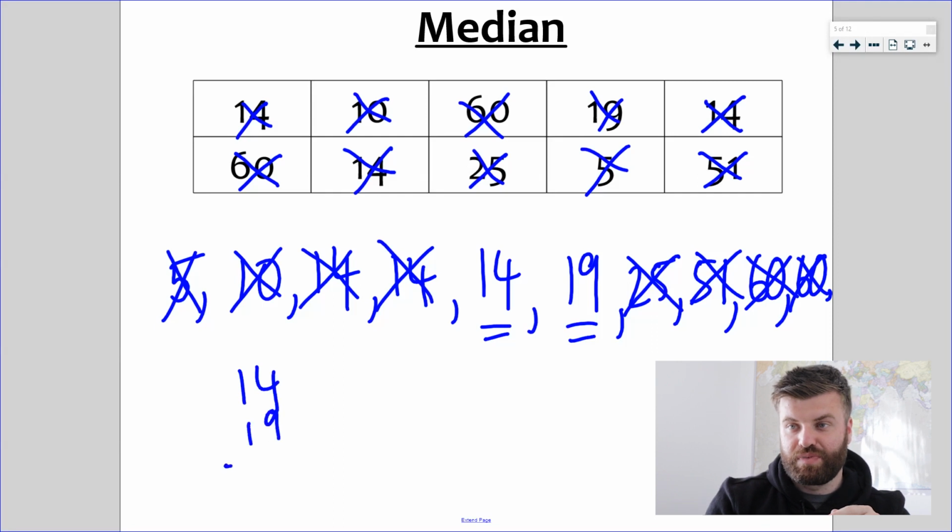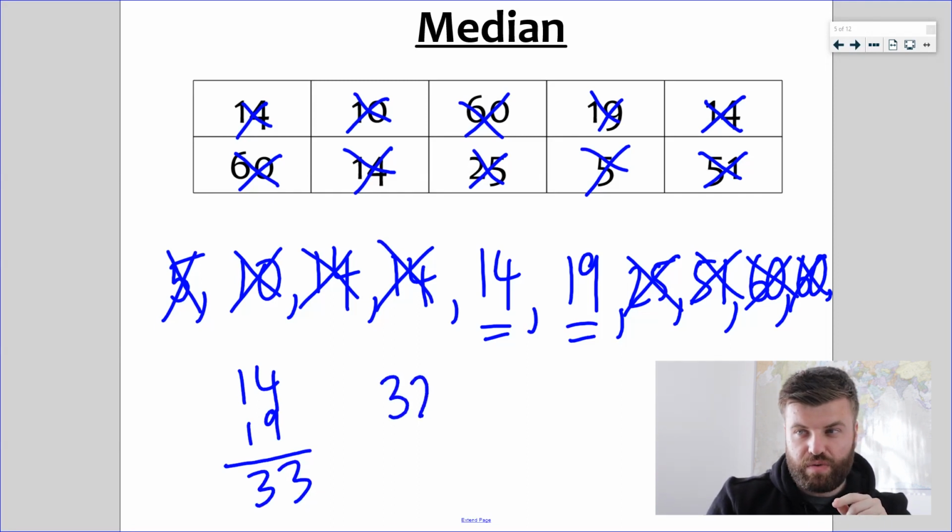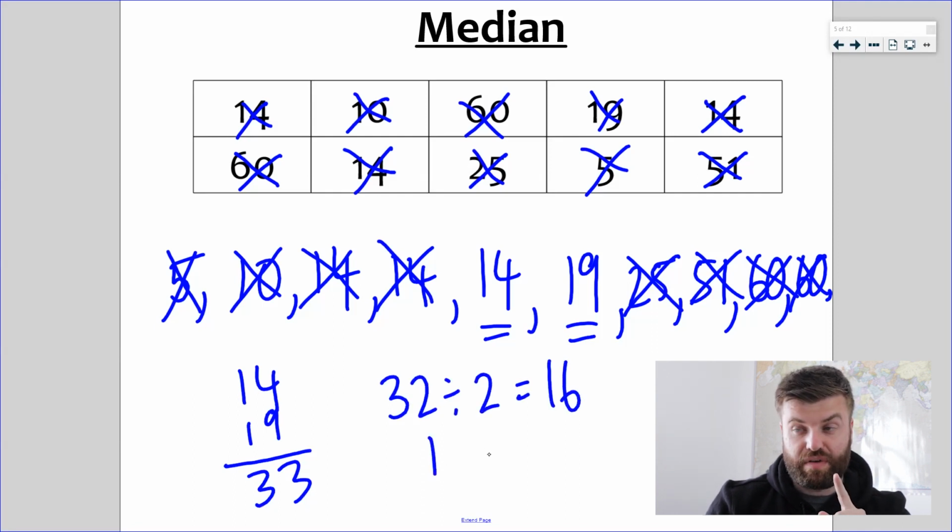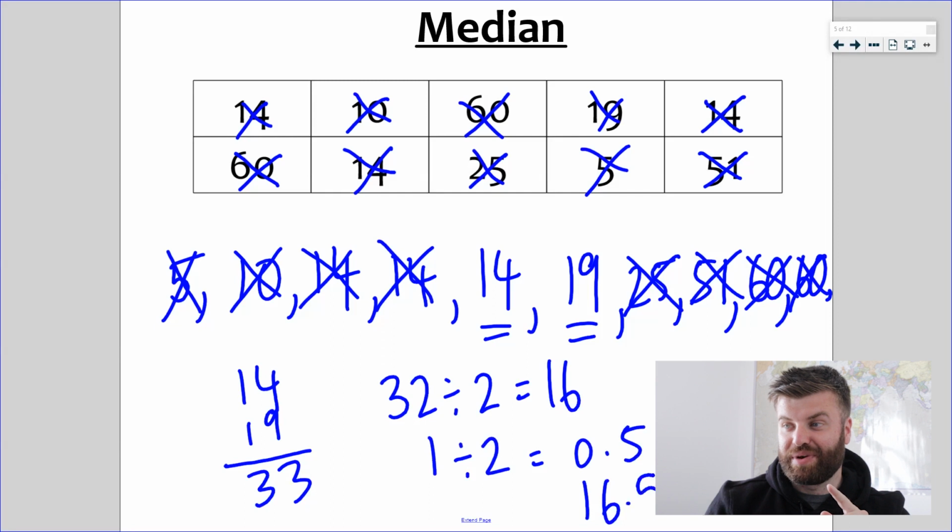We're going to find the total, which is going to give us 33. And then we're going to halve it. And we will get a decimal here, we will get a half. Half of 32 is going to be 16. And that leaves us with one left over, which we can half, which will give us 0.5. If we combine these together, we get 16.5.